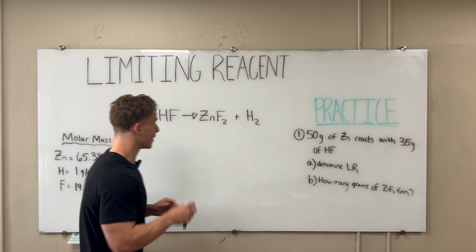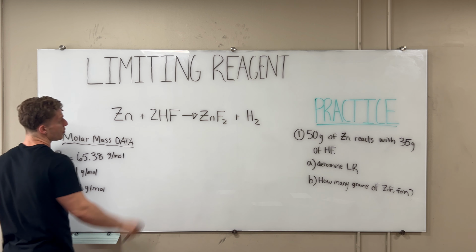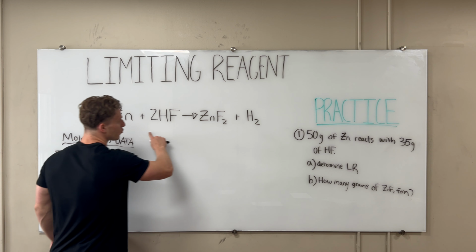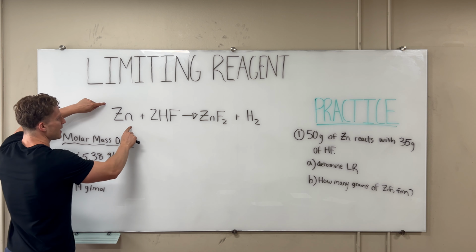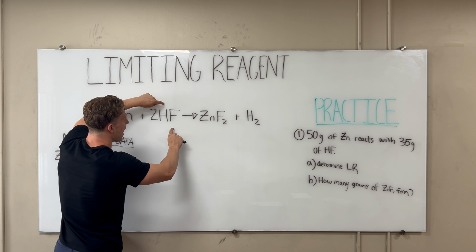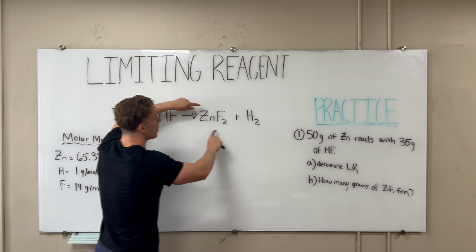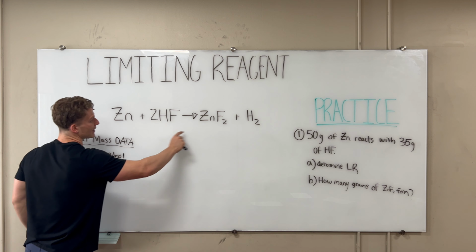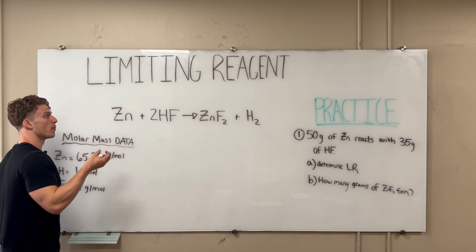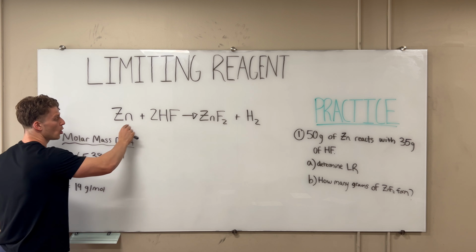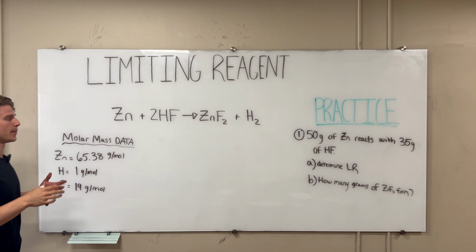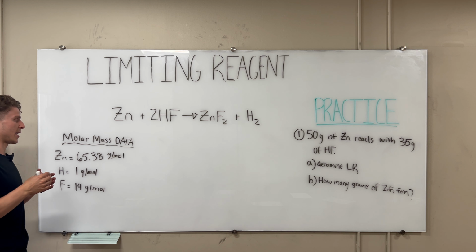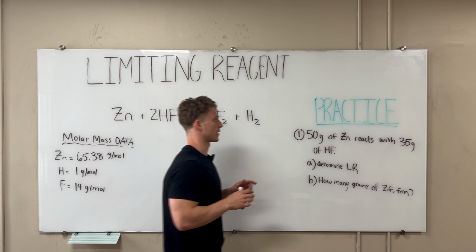So if we use that and apply it to this chemical equation, what we want to figure out is if we run this reaction, is zinc or our HF going to limit how much of our products we're going to make, right? Once we figure out what's going to limit or what's going to run out first, we can say that zinc or HF will be our limiting reagent, okay? So now we have a better understanding of what limiting reagent is. Let's tackle this practice problem.